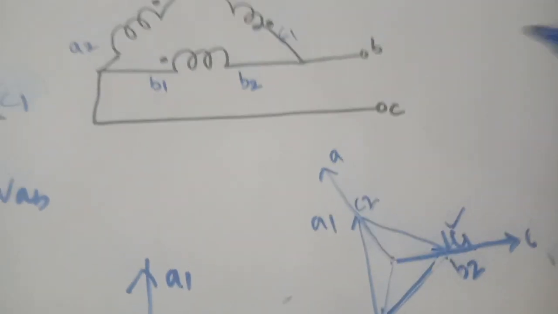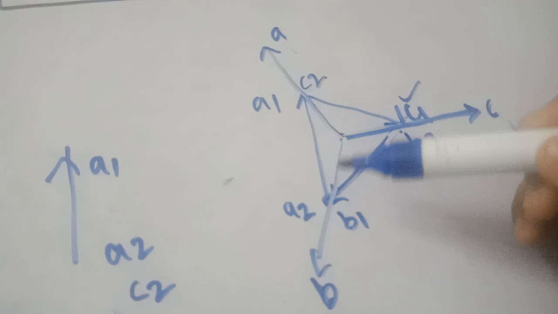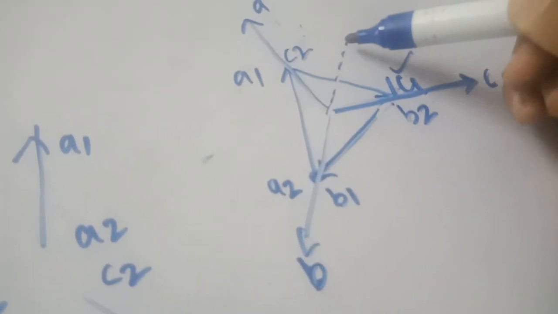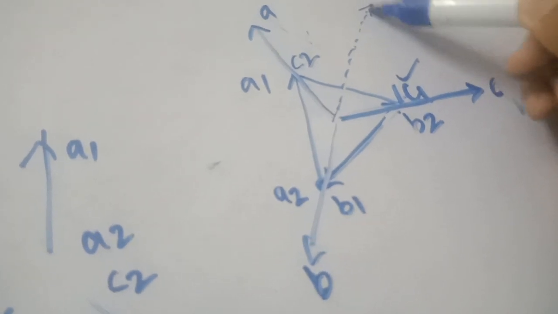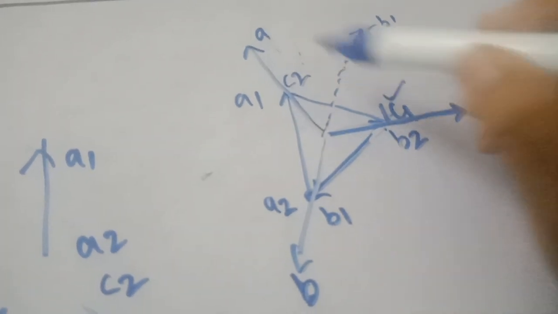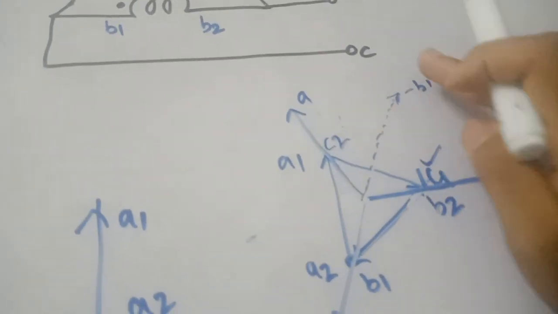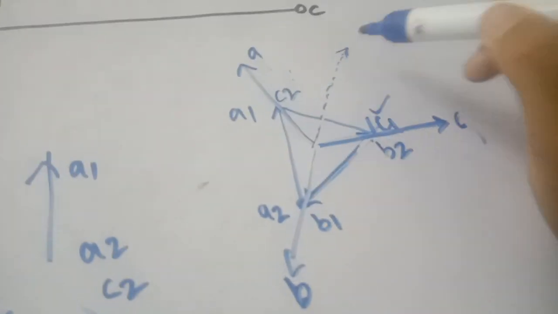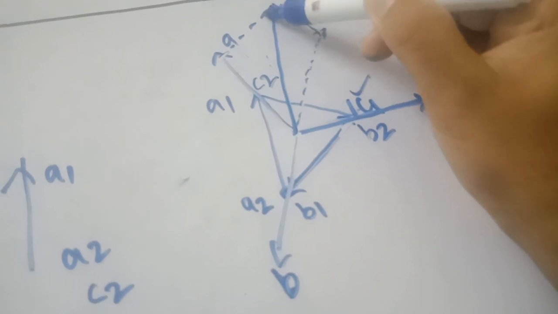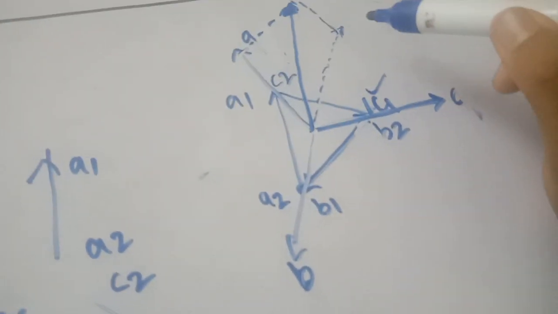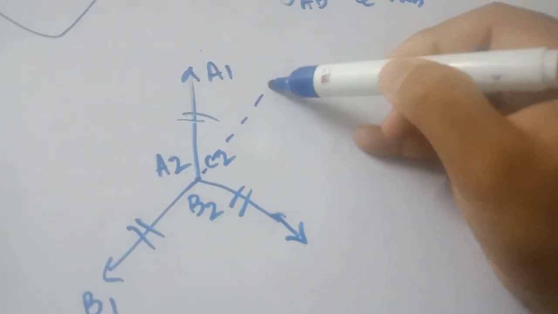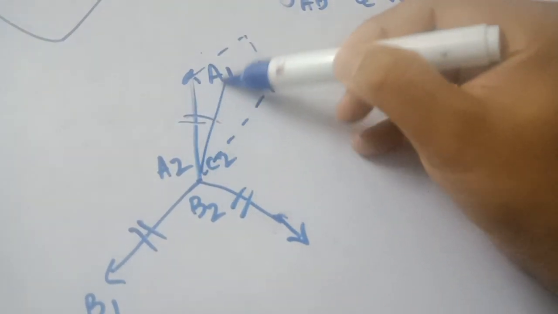Now he is asking for small VAB vector. VAB is nothing but VA minus VB. So minus VB will be something like this, this is minus B1. VAB is VA minus VB, the resultant of these vectors. Now here VAB will be something like this, where this is minus VB.